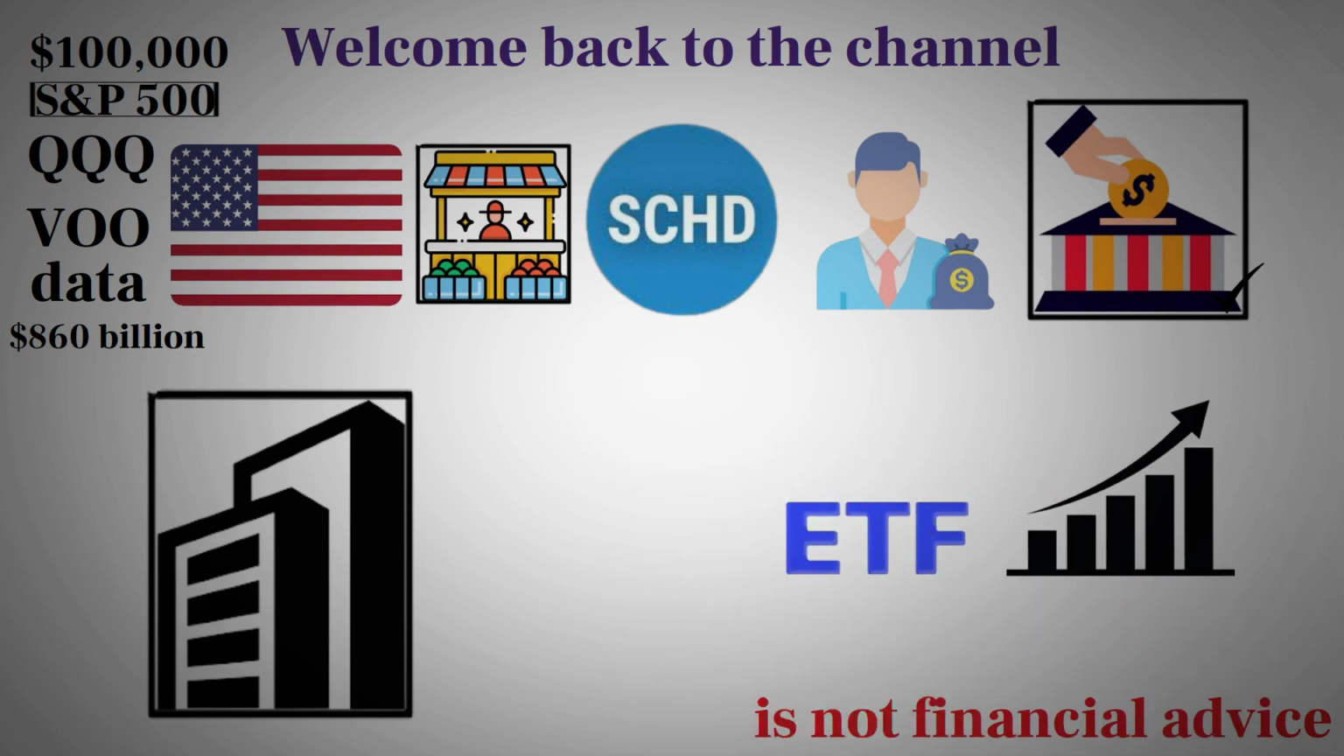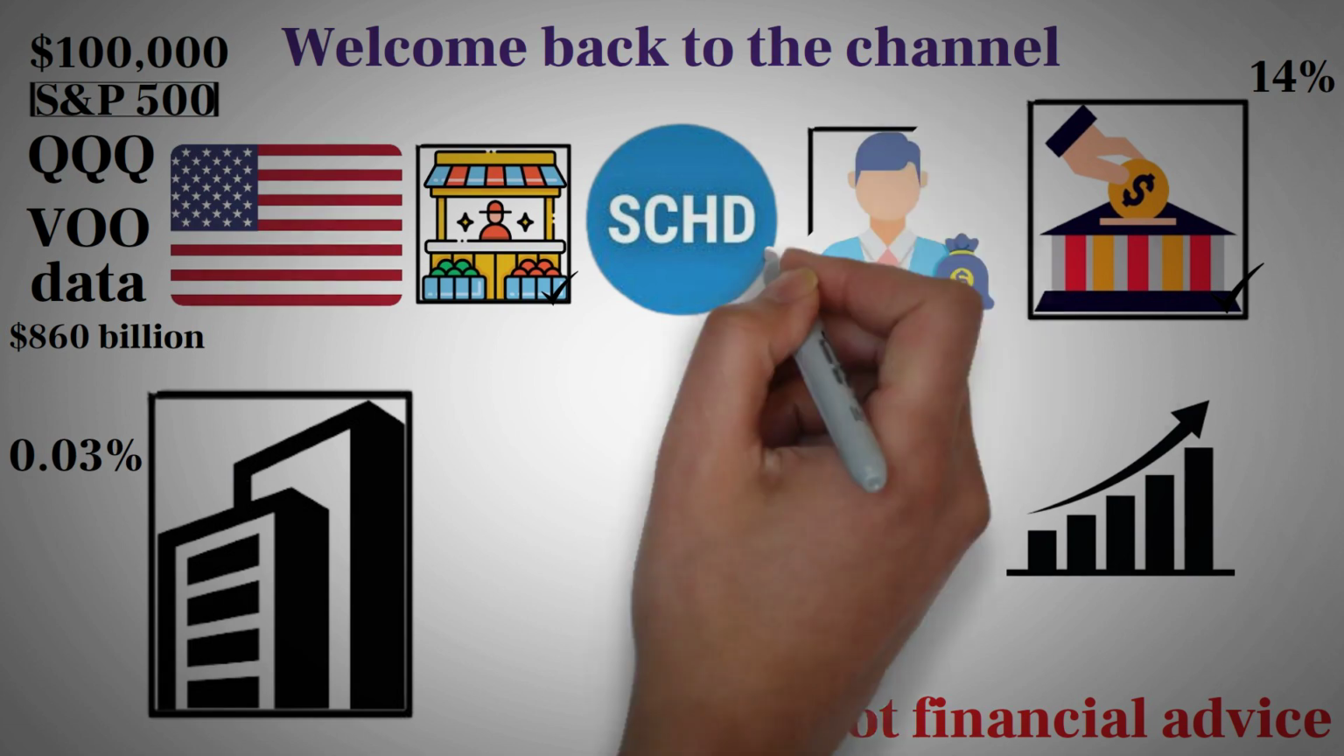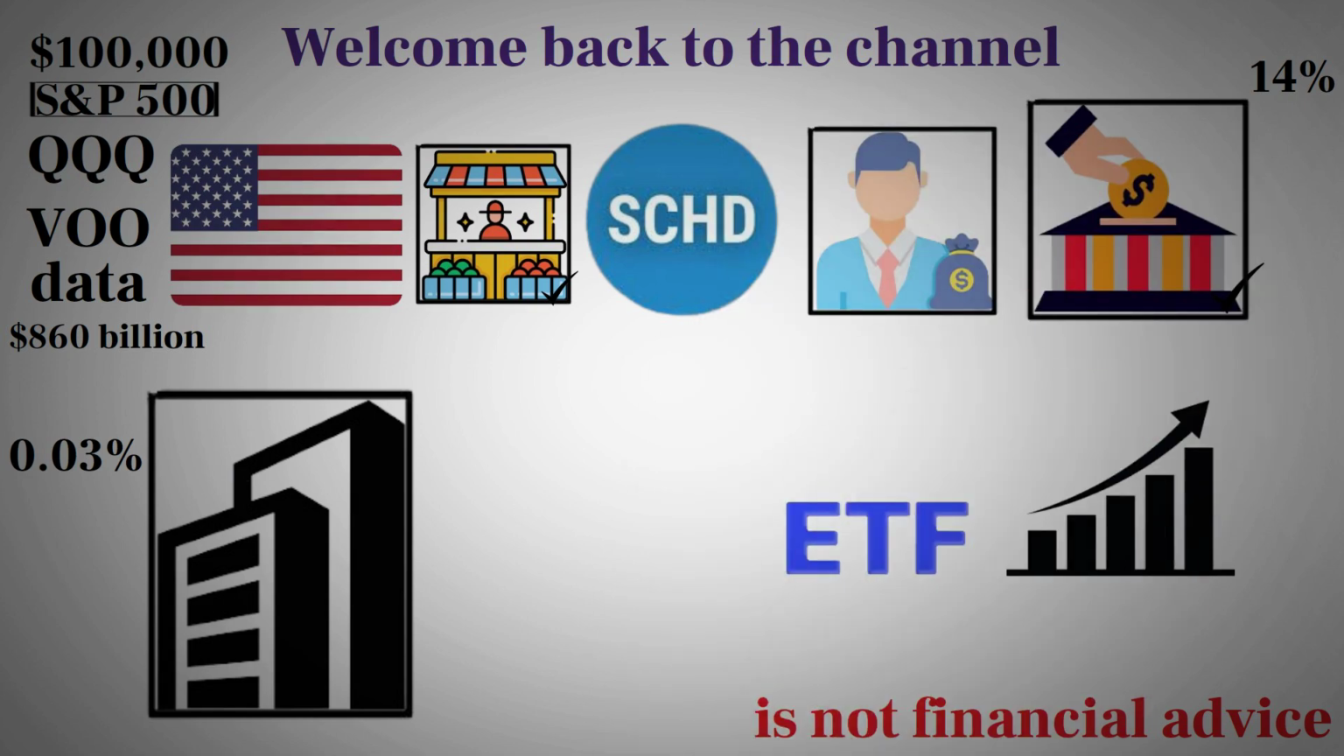Over the past 12 months, VOO has delivered returns in the mid-teens range, around 14%, although actual performance can vary depending on market conditions. One of the biggest advantages of this ETF is its extremely low expense ratio, approximately 0.03%. That means investors pay only a small annual fee relative to the size of their investment, which can make a meaningful difference over long time horizons.